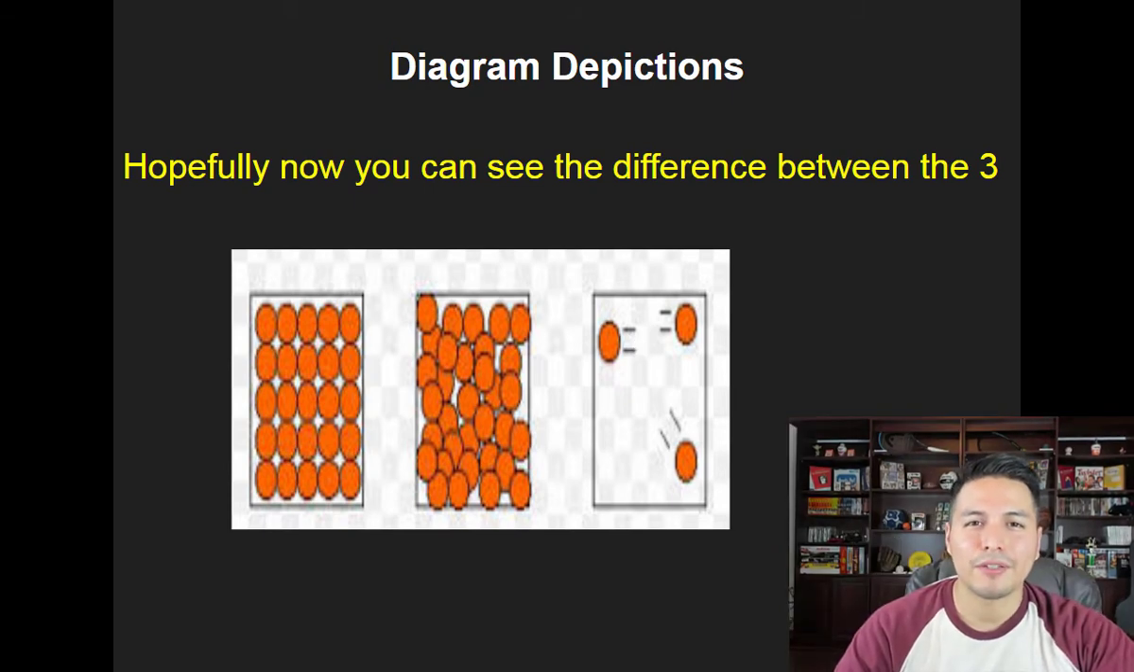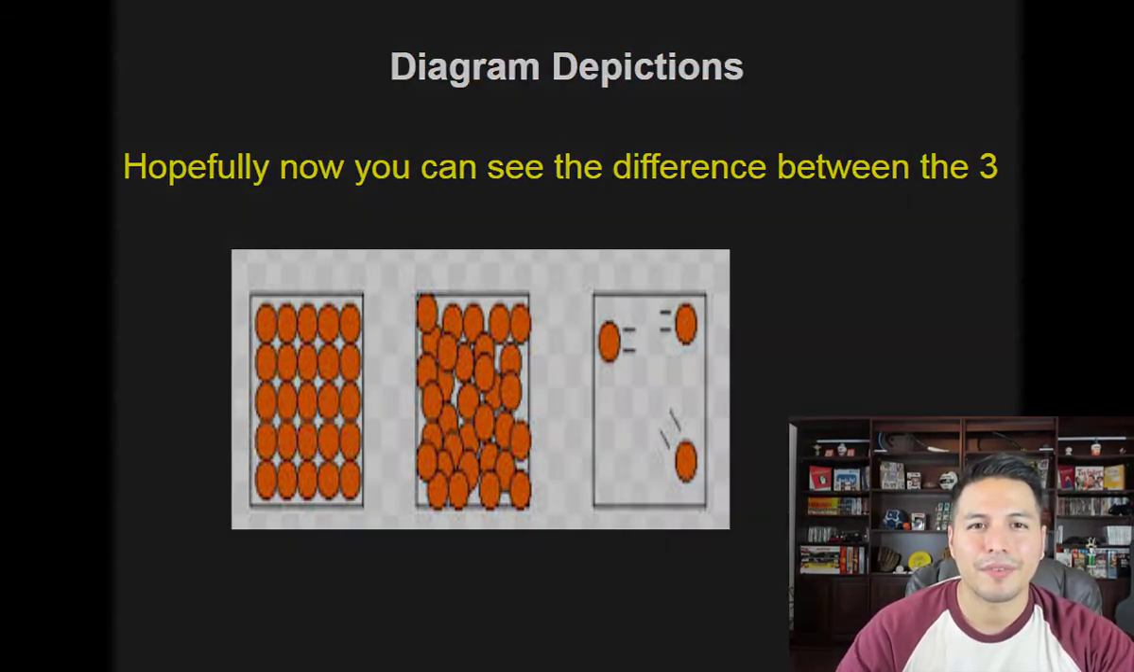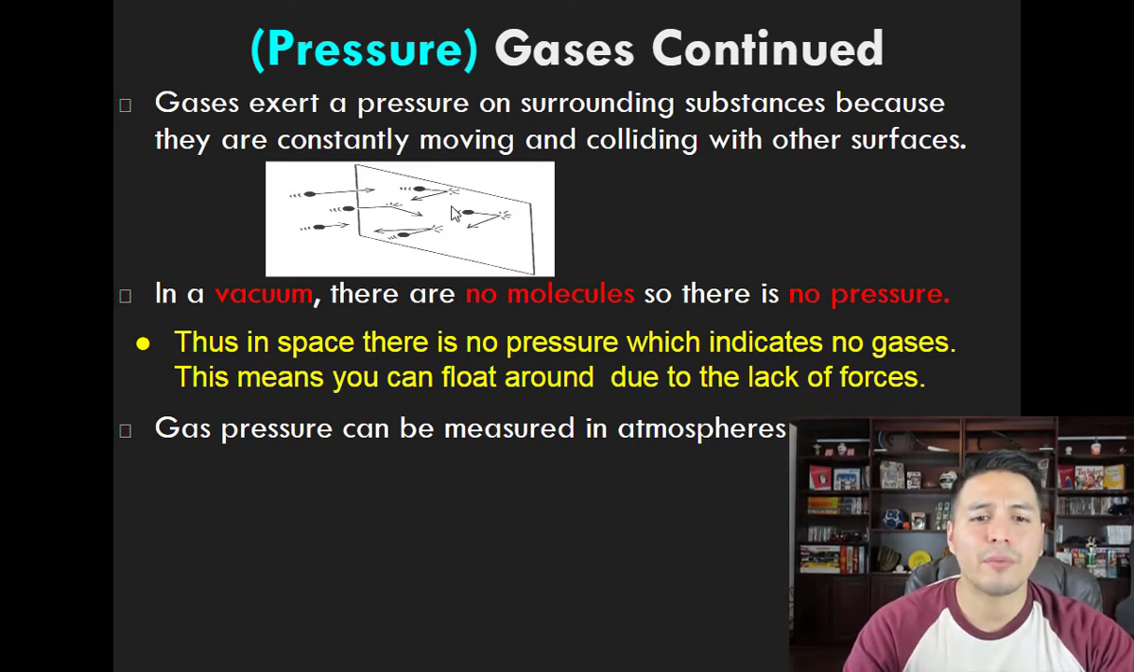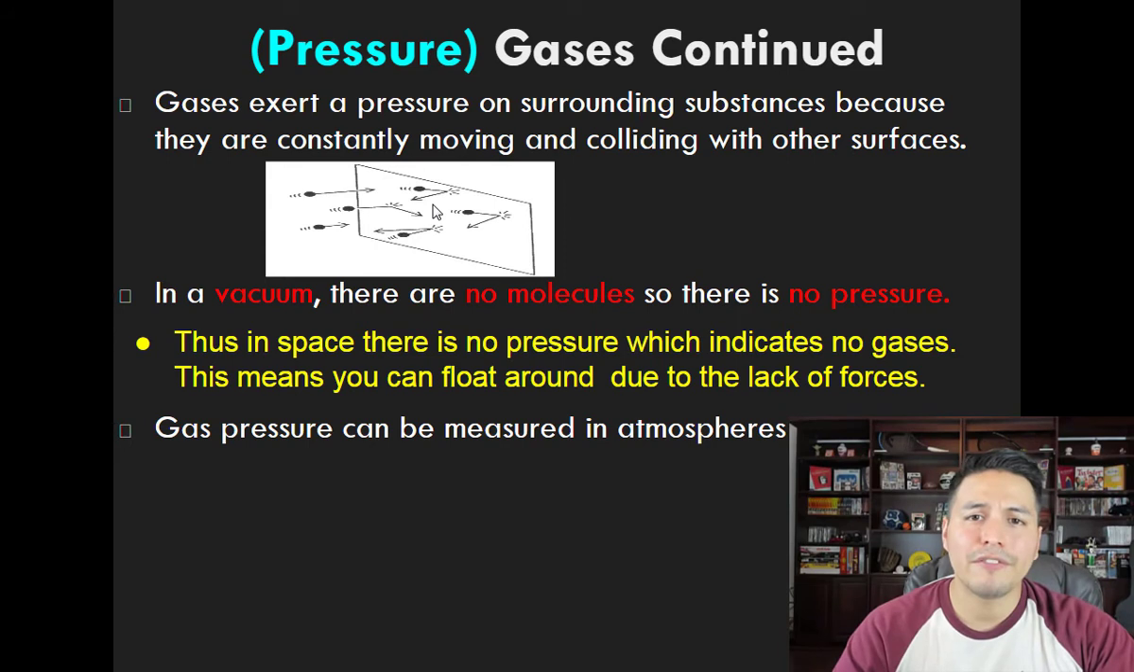Speaking of gas molecules, let's talk about the pressure that they exert. Gases are constantly moving in random motion and exerting pressure. Now we know that they are exerting pressure because in a vacuum such as space, there are no molecules, and because there are no molecules, there's no pressure being exerted. What this means is that in space, you're able to float, because there are no molecules there to push you back down. In fact, the higher up you go, the less oxygen you have because the molecules begin to decrease. Gas pressure can be measured in kilopascals or atmospheric pressure, ATM.